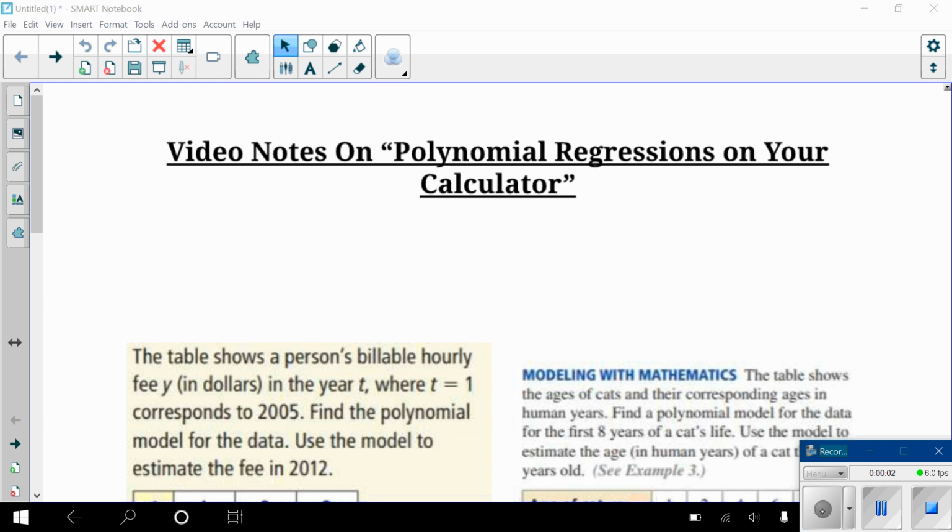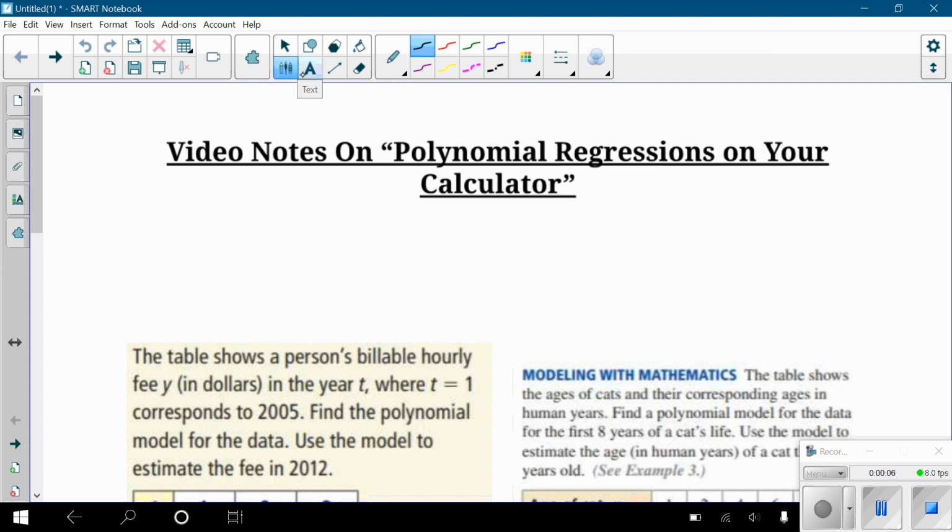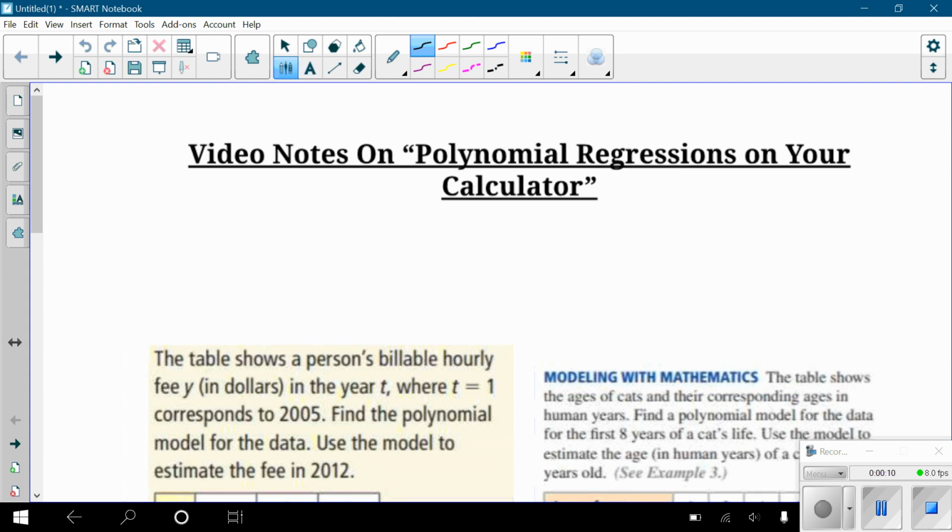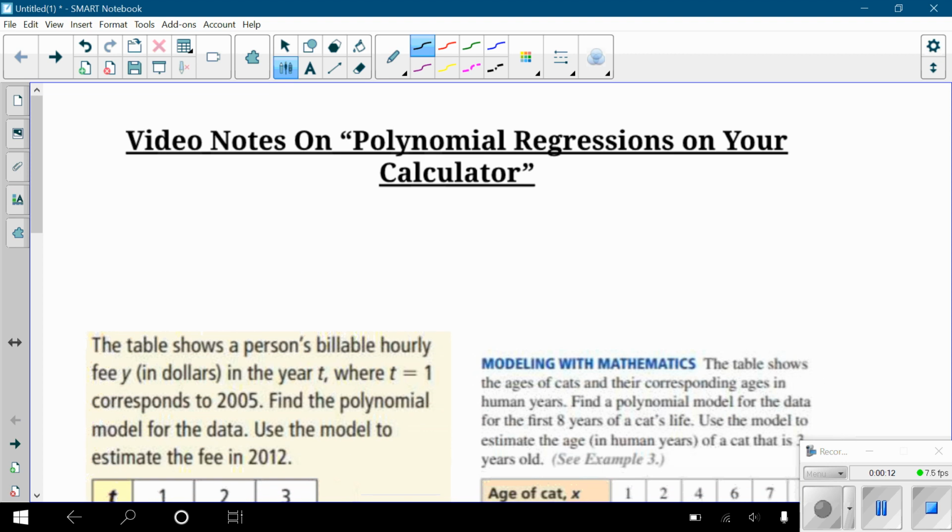Everybody, Mr. Covey here, and this is going to be a quick video, don't worry. It is on polynomial regressions on your calculator. I know that sounds kind of fancy, but we've already done this 2 times, actually. We're just kind of extending it a little bit. So when I say polynomial regressions, we've actually already done 2 of those.